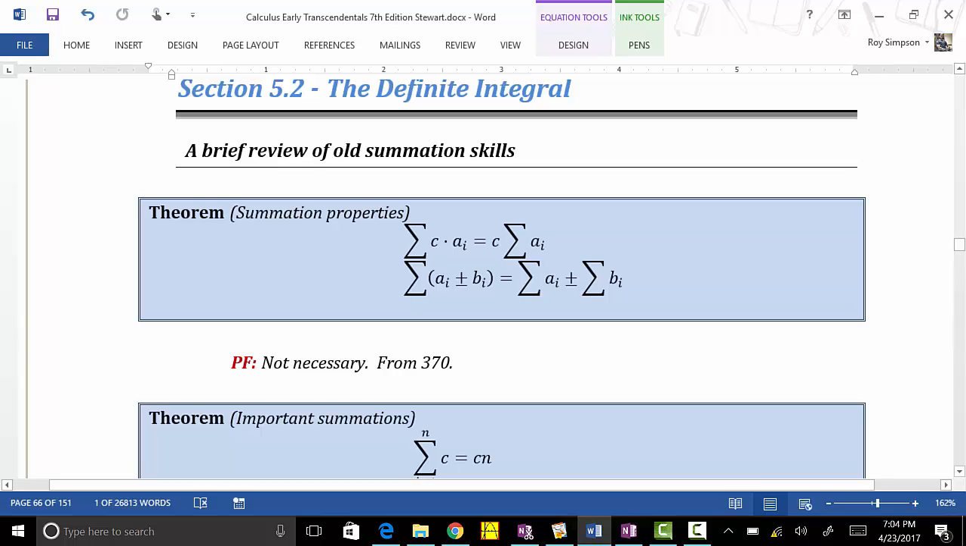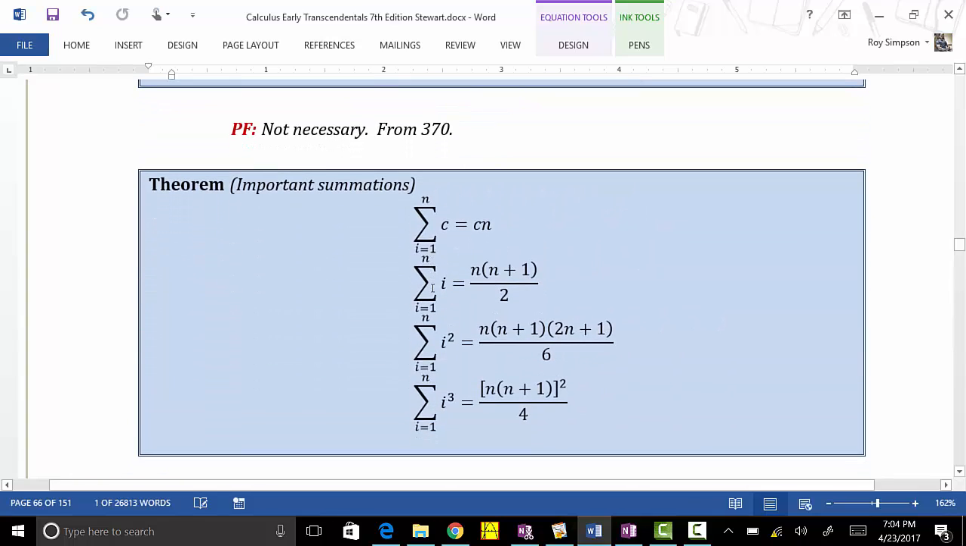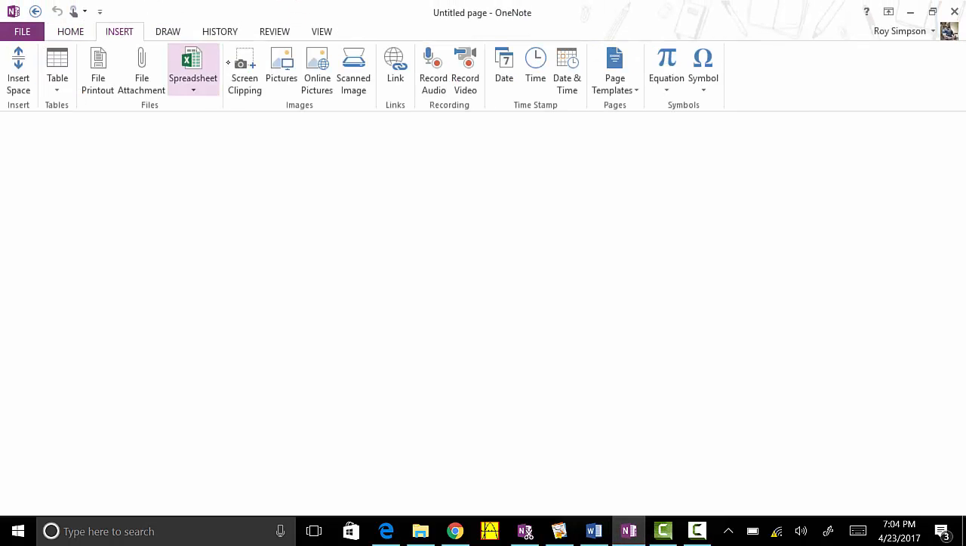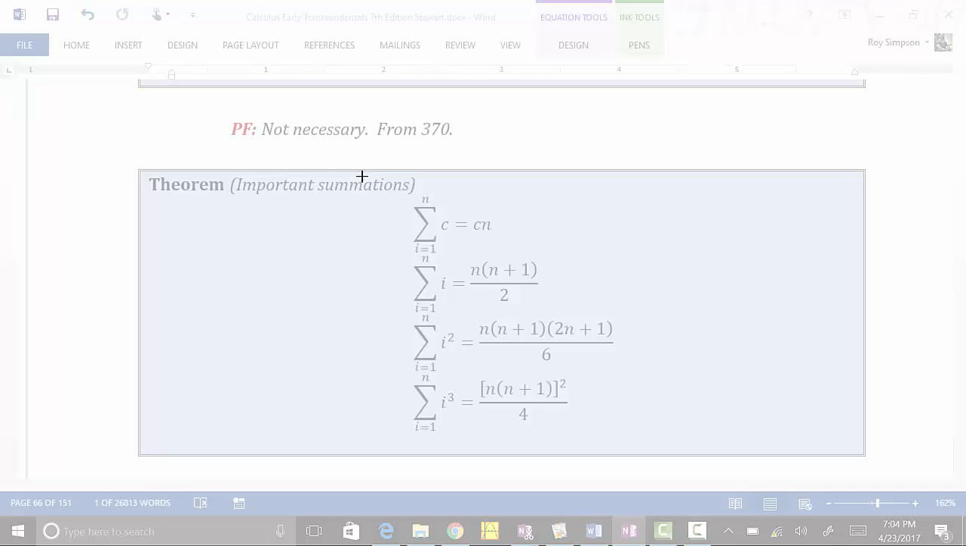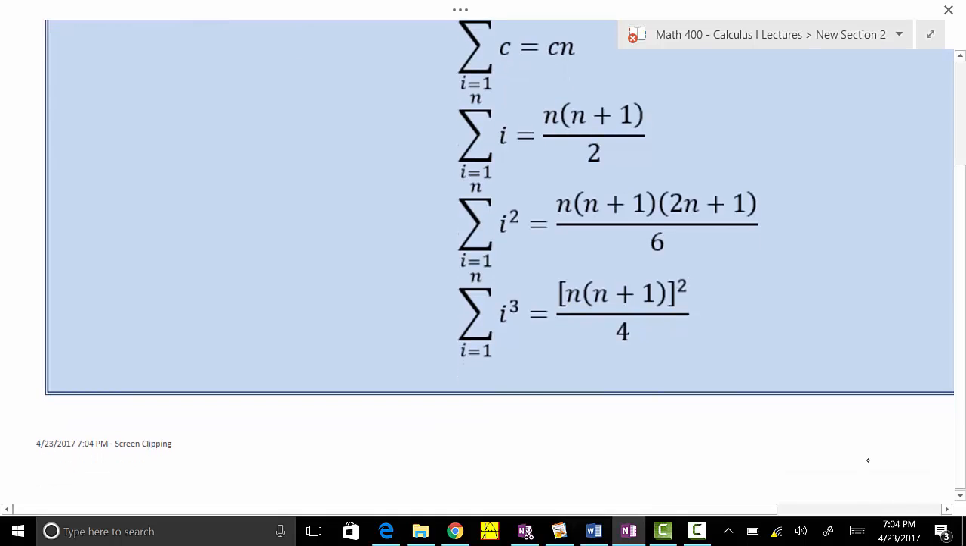All right, so first thing you should know, in section 5.2, definite integral is what the section is titled. We already talked about the summation properties here, so I'm not going to bother with them. We've also talked about these summation properties. They're in your text. You are responsible for knowing, and maybe I should put this on here. So I'm going to insert a screen clipping so I can talk about it here. There we are. Okay, that is a big old screen clipping.